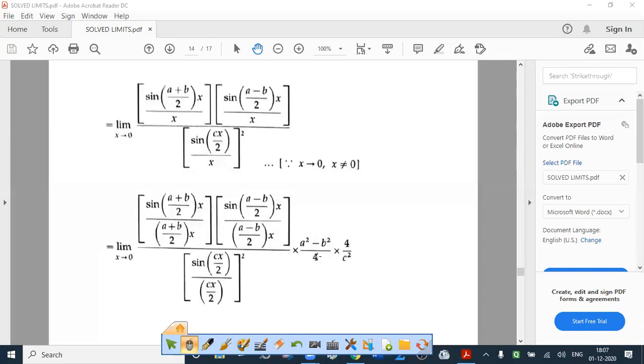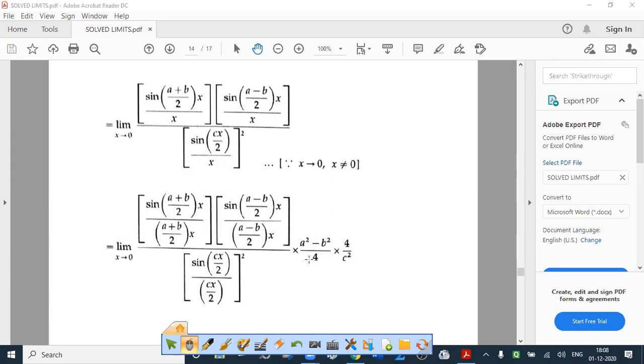They have written this directly. I'll explain that. So (a plus b) by 2. What about this? Angle must be fully repeated. So effectively, we have multiplied denominator by what? (a plus b) by 2 into (a minus b) by 2. That is (a square minus b square) by 4. And therefore multiply numerator also by this. So we have written the same.